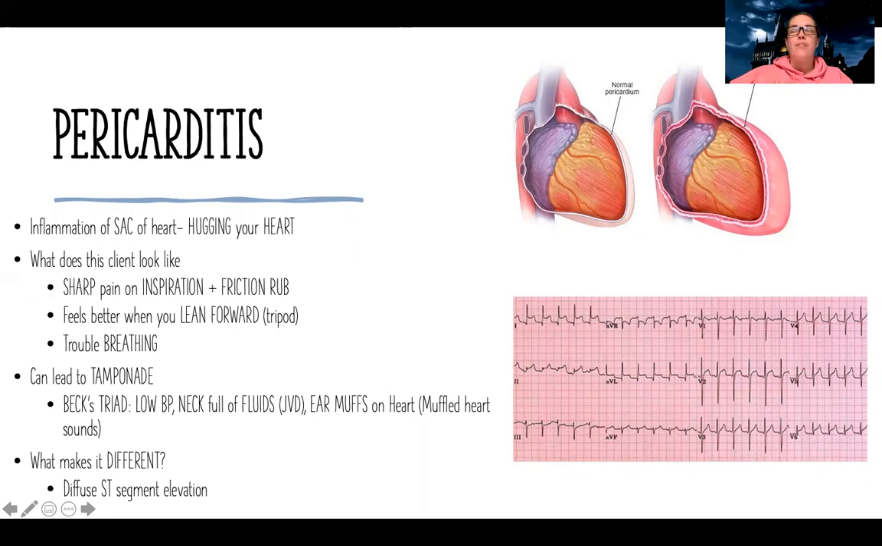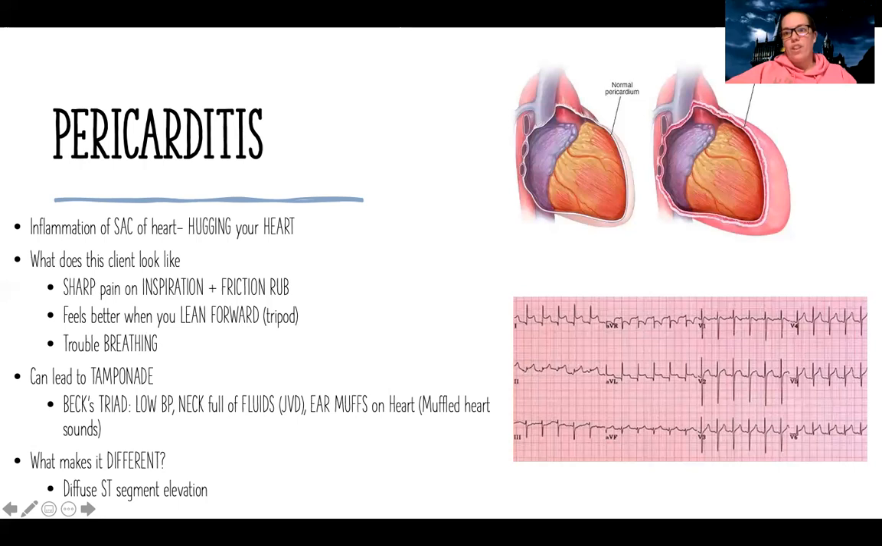And how am I going to tell the difference between these? A friction rub is like sandpaper rubbing together. It's a very grating kind of sound. If I want to see if they have that, I'm going to have them hold their breath and then listen to their heart. If I still hear that rubbing, sandpaper or grating sound, that means they probably have a pericardial friction rub. Because if they're holding their breath and I still hear that sound, it's coming from their heart, not their lungs.